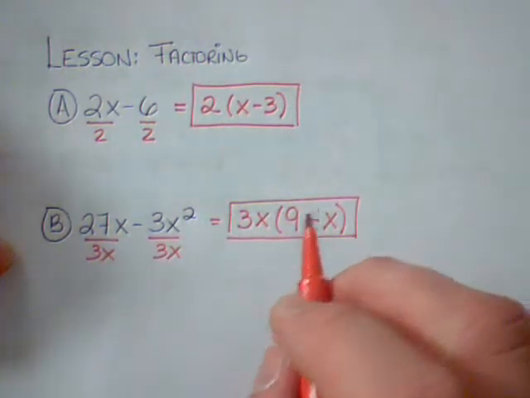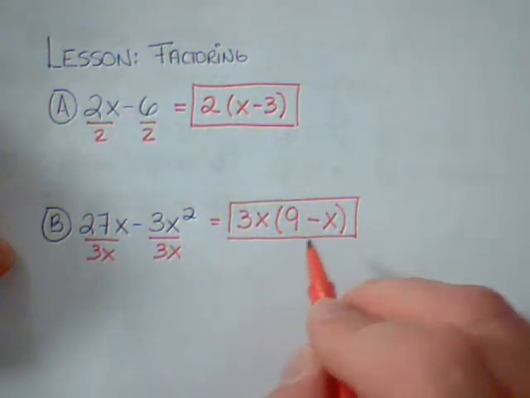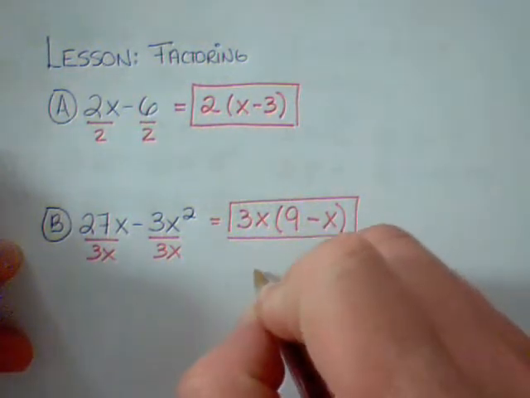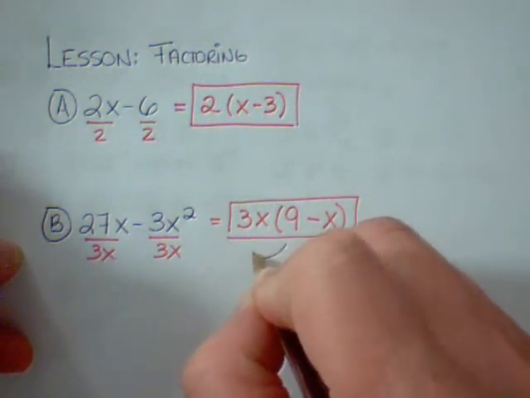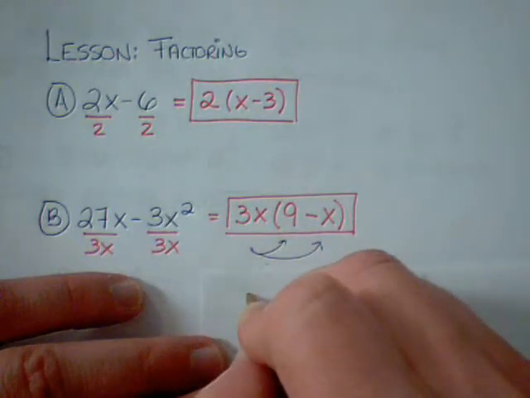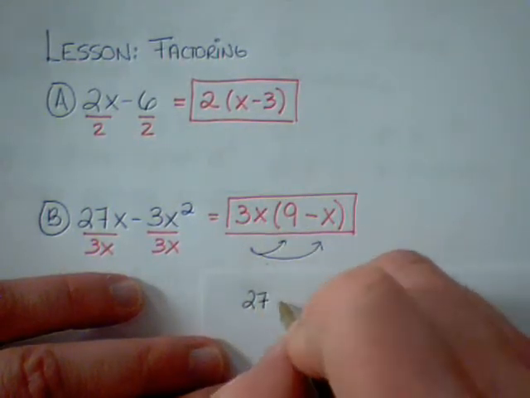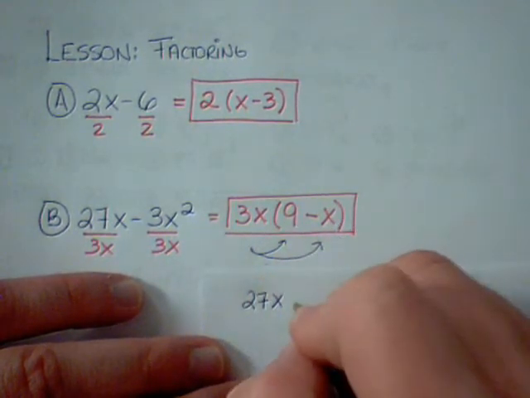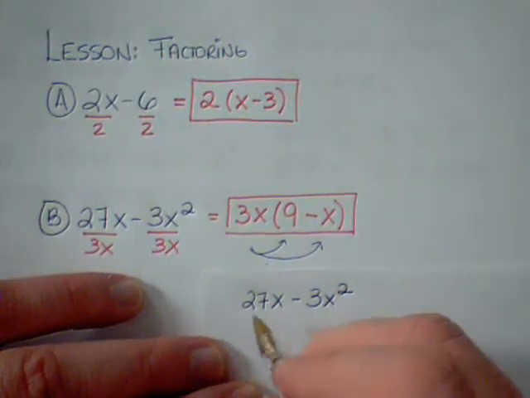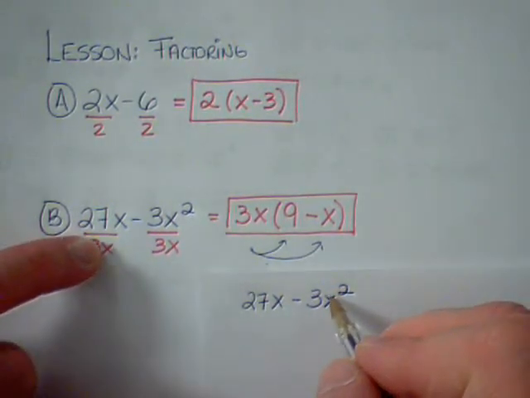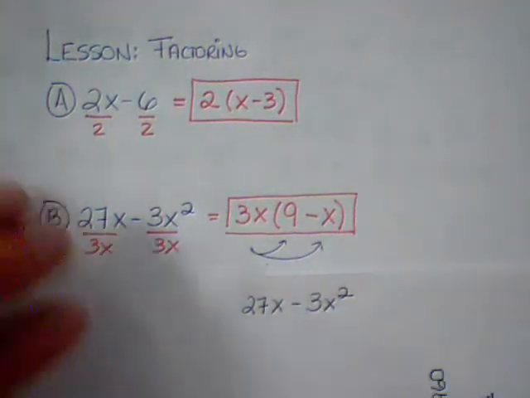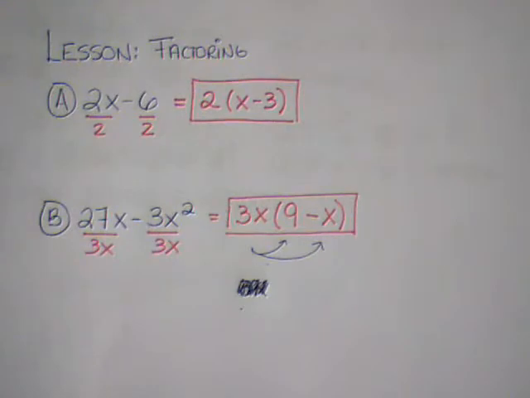Now, if at any time you are in doubt that you got the right answer, you can always multiply it back in. You're going to multiply 3x times 9 would be 27x, and 3x times negative x is negative 3x squared. So if you notice, you got back the original problem, so that tells you that this answer is correct. Alright, let's proceed to the next problems.